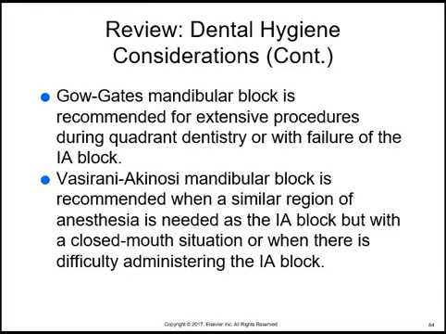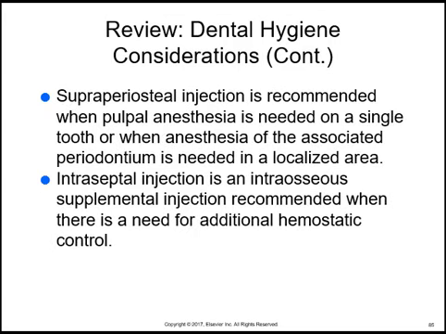The Gow-Gates mandibular block is recommended for extensive procedures during quadrant dentistry or with failure of the IA block, and the Vazirani-Akinosi mandibular block is recommended when a similar region of anesthesia is needed as the IA block, but with a closed mouth situation, or when there is difficulty administering the IA block. Supraperiosteal injection is recommended when pulpal anesthesia is needed on a single tooth, or when anesthesia of the associated periodontium is needed in a localized area.